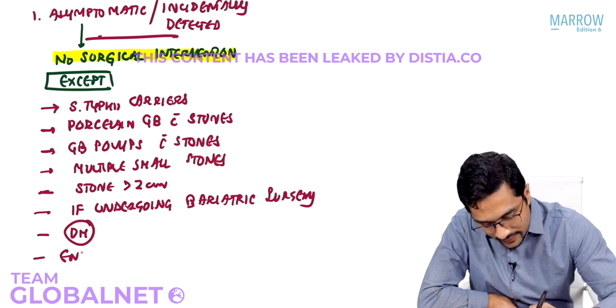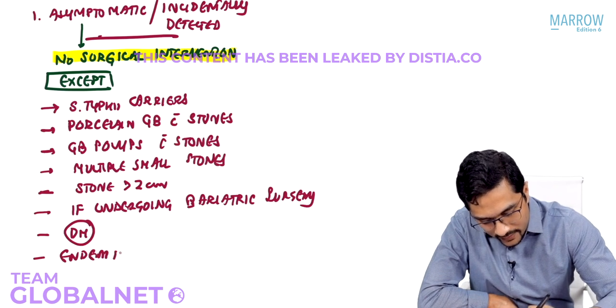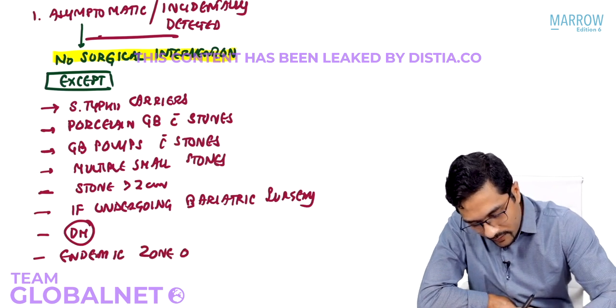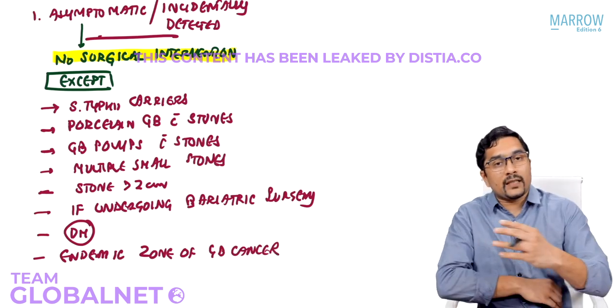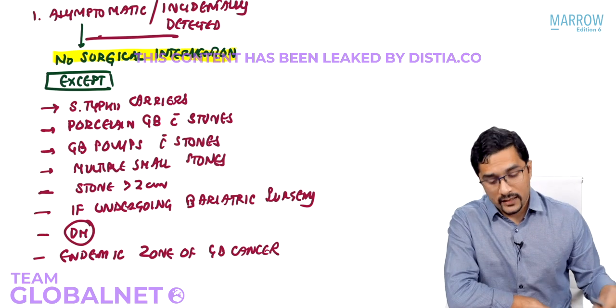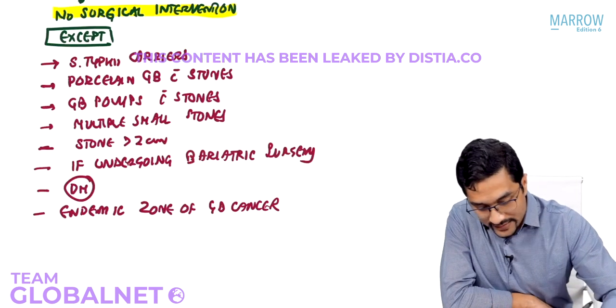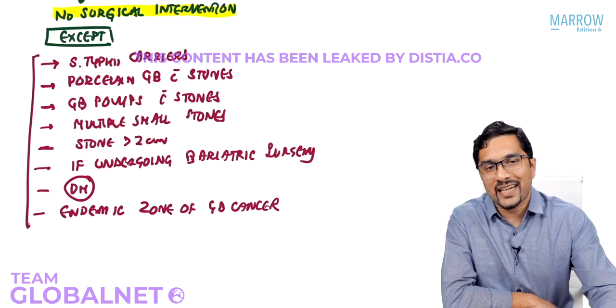And another relative indication is if they're coming from an endemic zone of GB cancer, which in our country is the Gangetic Plains, the UP and the Bihar belt. The Gangetic Plain is the endemic zone. So these are the indications to carry out cholecystectomy.